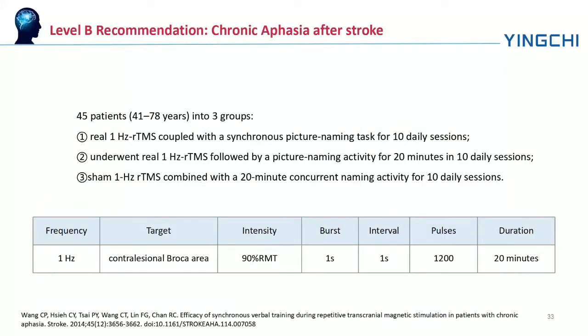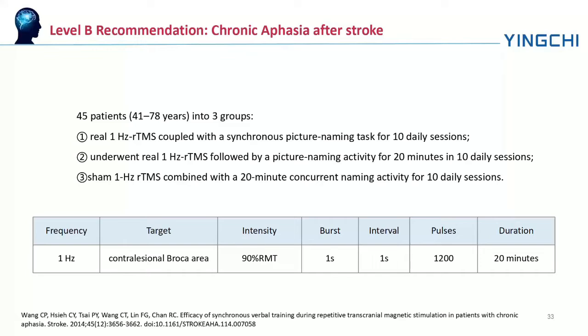And some of the patients may suffer from chronic aphasia after stroke. And in this study, they use a low frequency rTMS onto the unaffected Broca area. And in this trial, they also use rTMS plus the picture naming task, which happens at the same time. And in the second group, this picture naming activity follows the rTMS.